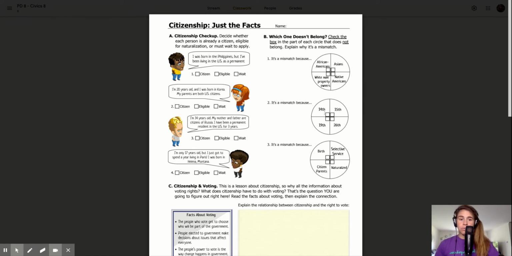Number 2, 14th Amendment, 15th Amendment, 19th Amendment, 26th Amendment. Which one does not belong in the group? Okay? Same thing for the next one.